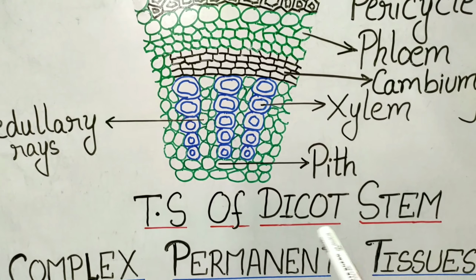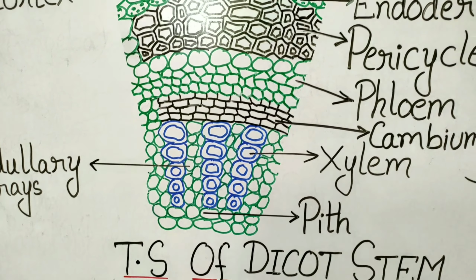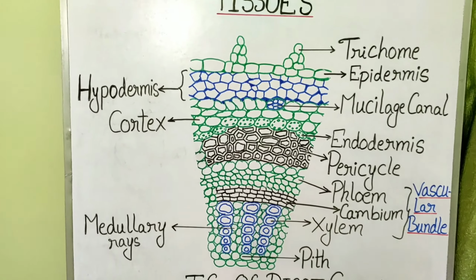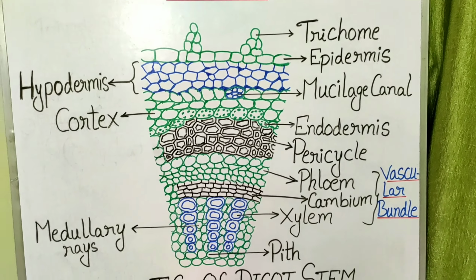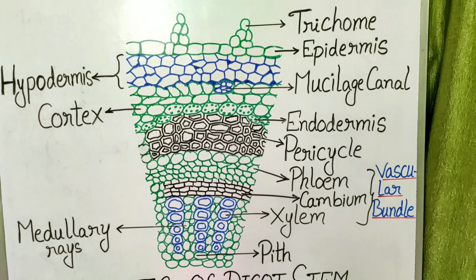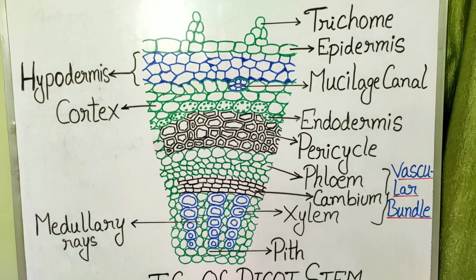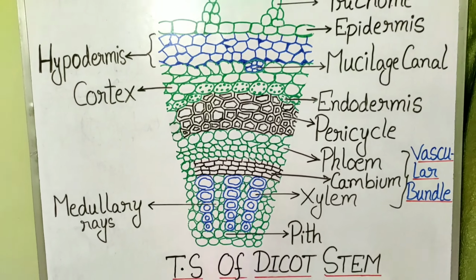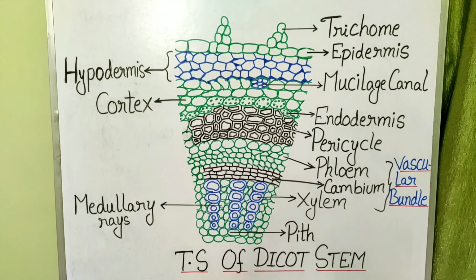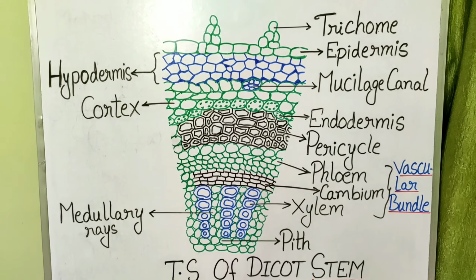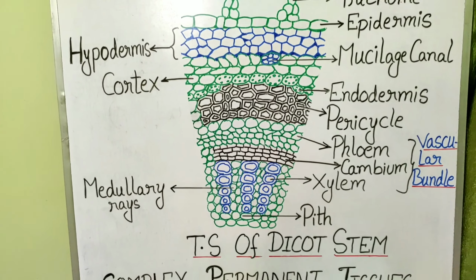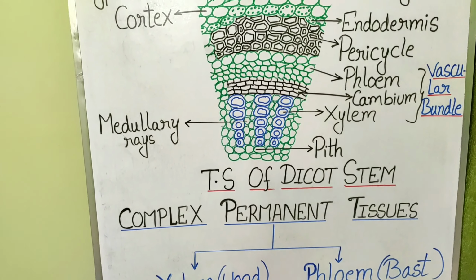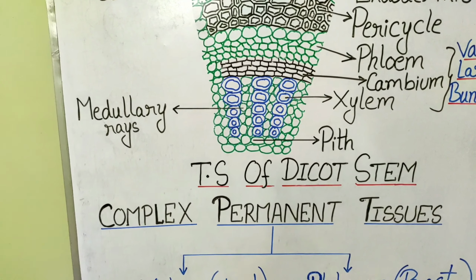So this is the TS of a dicot stem, or TS of a stem, having the different layers of cells arranged, and it is given in your book also, and I have drawn and explained the various layers of the tissues associated with the TS of a dicot stem. This is very important and you have to practice it for your examination. Next we will move on to the complex permanent tissues. Okay, so let us take the complex permanent tissues.